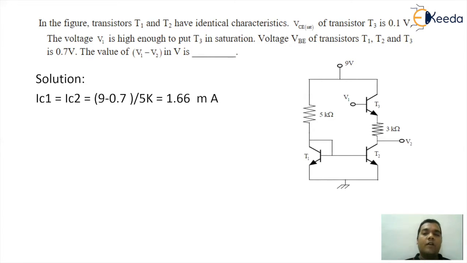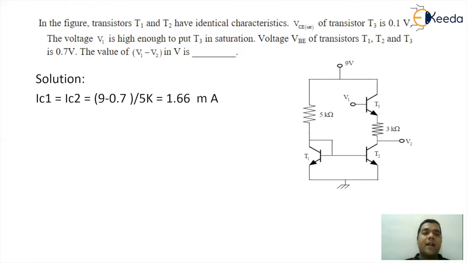So when I go for KVL on the left hand side, it will be 9 volt minus the current into 5 kilo ohm minus VBE equal to 0. So automatically I will get the current IC1, which is equal to IC2. It will be 9 minus 0.7 by 5K, which will give me 1.66 milliampere. So this is the current IC1 which is equal to IC2.